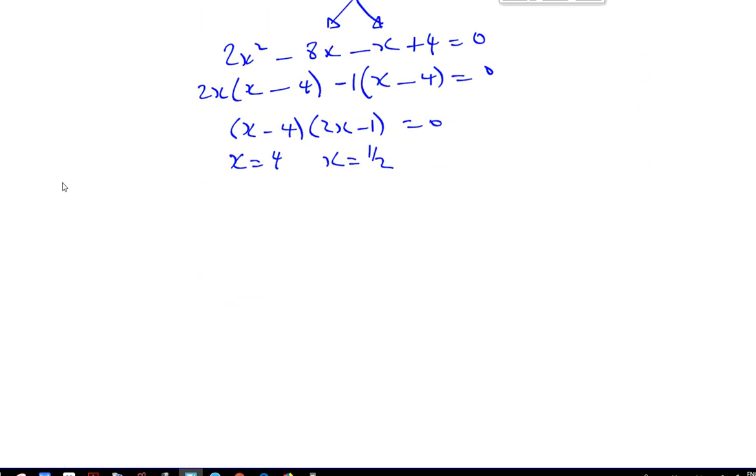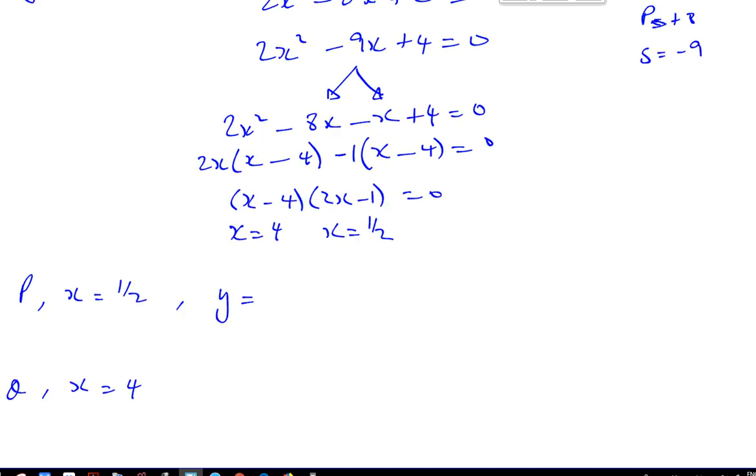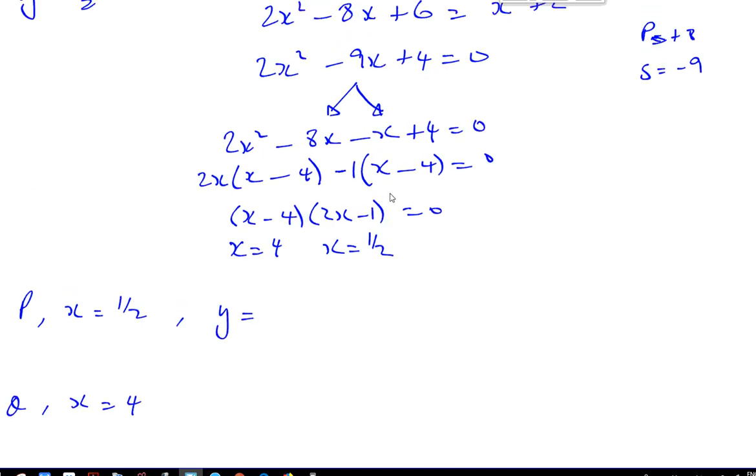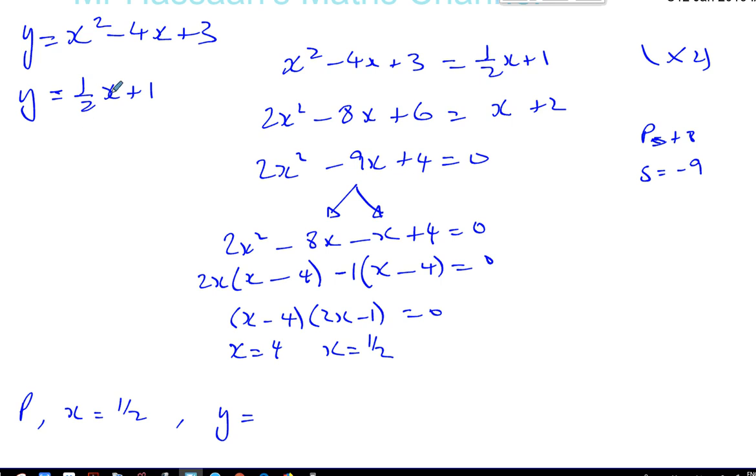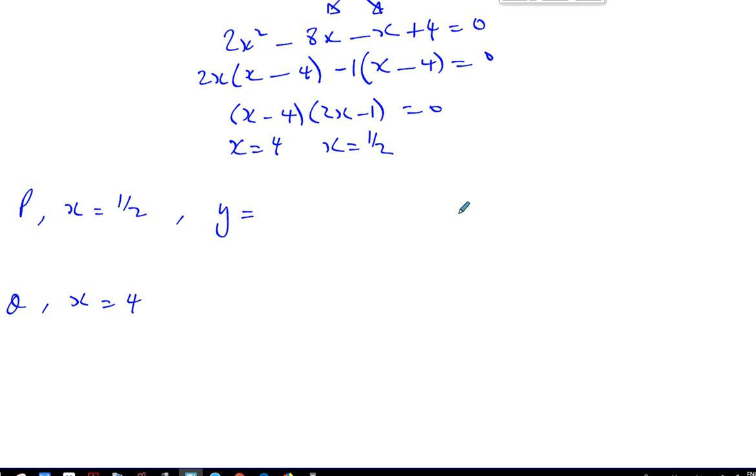So P is at x equals a half. And at Q, x equals 4. Alright? So we want to find the value of y. Now we can choose either of the two equations that we started with to find out y, because it will be the same for both of them. So let's use y equals a half x plus 1 because it's just easier. You've got no squares and stuff in there, so you can just substitute a half into here.